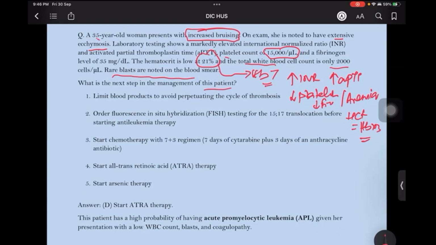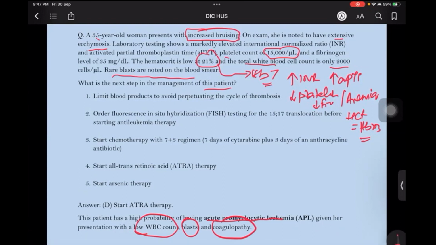Limit the blood products to avoid perpetuating the cycle of thrombosis. Order a FISH testing for the 15-17 translocation. Start chemotherapy with 7+3 regime. Start all trans-retinoic acid therapy. Start arsenic therapy. Most likely our patient has acute promyelocytic leukemia, given her presentation with low WBCs, blasts, and coagulopathy.